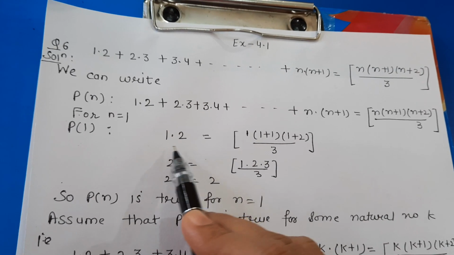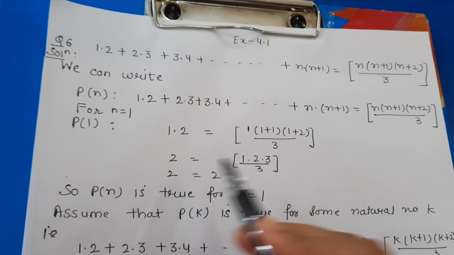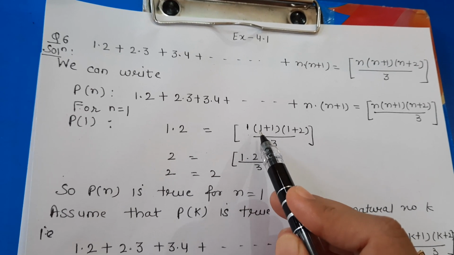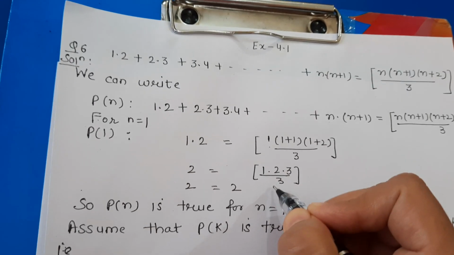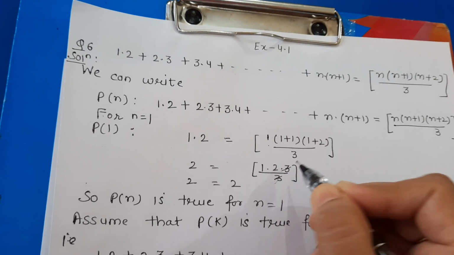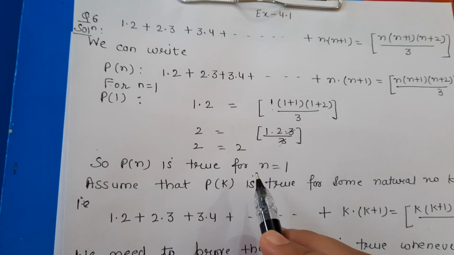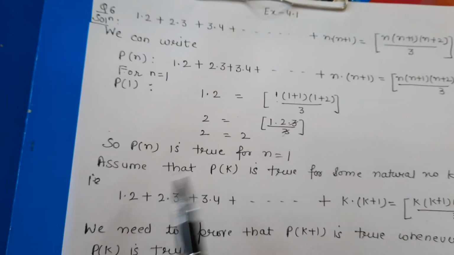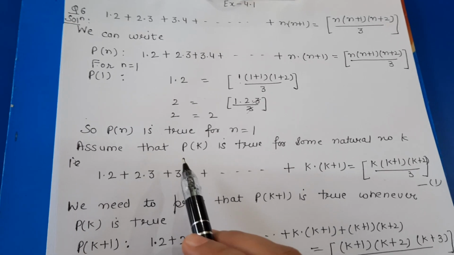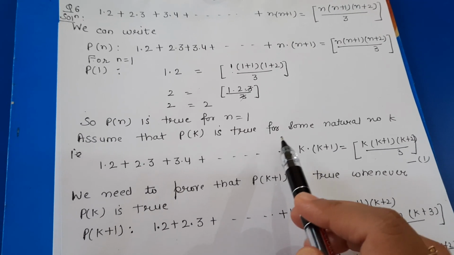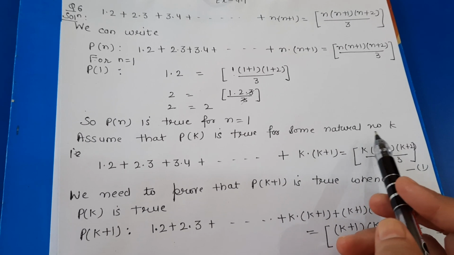Now your left hand side is 1 into 2. Answer is 2. On the right hand side, we have 1 into 2 into 3. Now this 3 is cancelled. So your answer is 2. That means your result is true for n equals to 1. Second step, we assume that Pk is true for some natural number k.